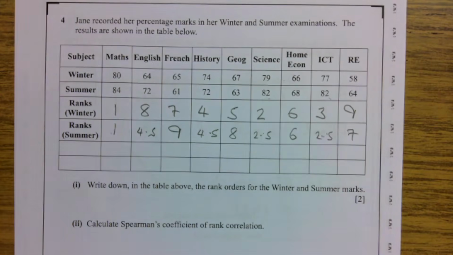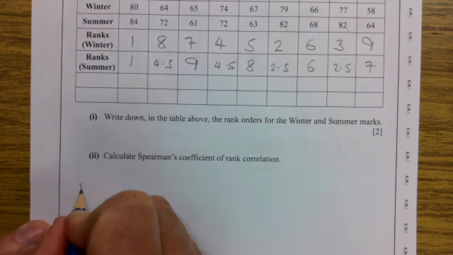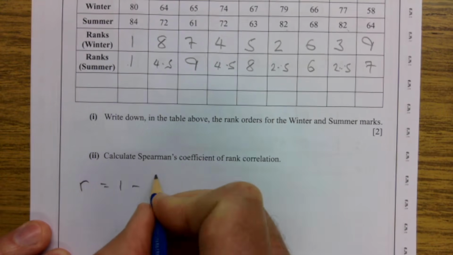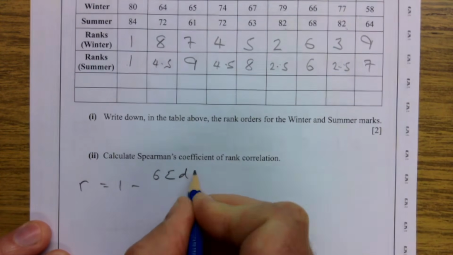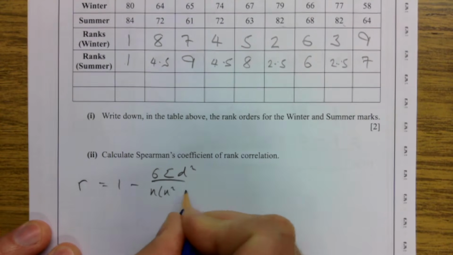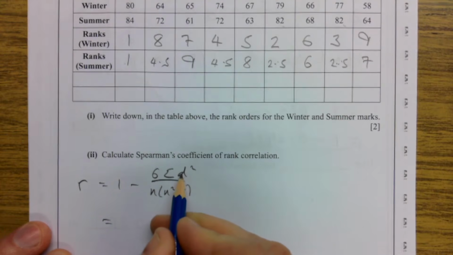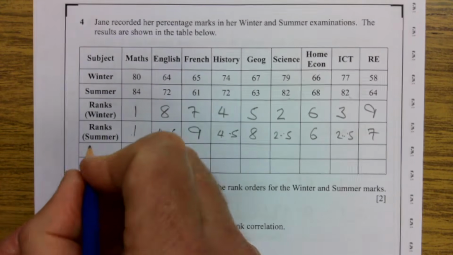And 9. Second part then, calculate Spearman's coefficient of rank correlation. So we're going to do our formula. I'll do the formula out first actually and see what we need. It goes 1 minus 6 sigma d squared all over n squared minus 1. So we need the sum of all the differences. So we need to work that out from there.